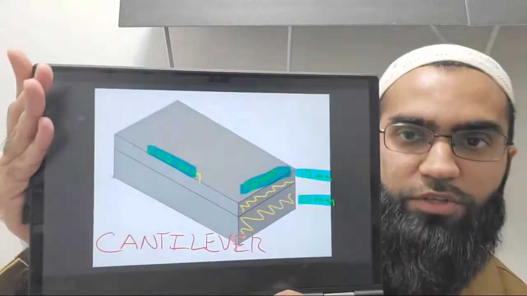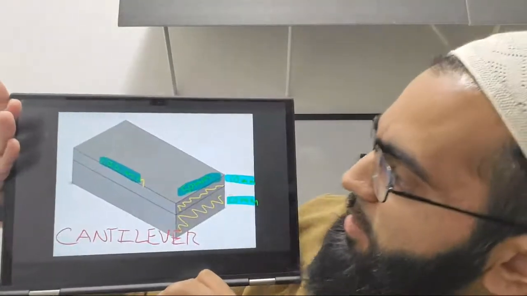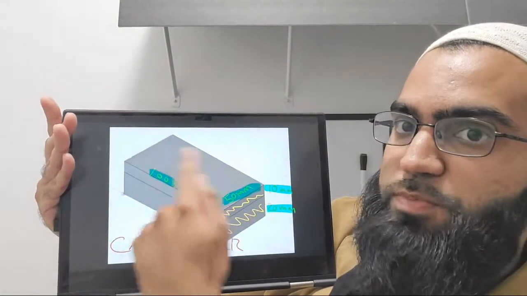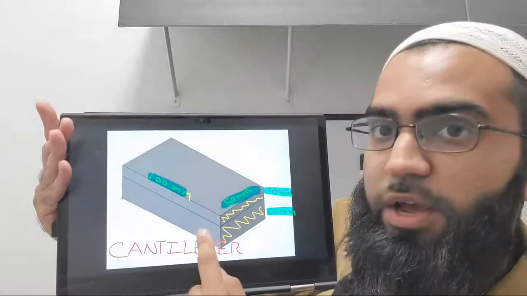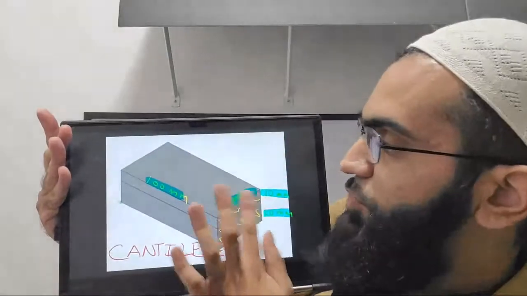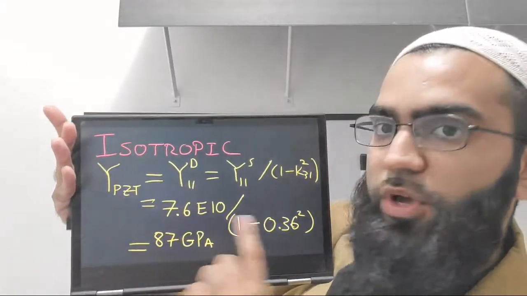Real quick, this is going to be a really practical video. We have here a 10 by 50 by 100 millimeter piezo element. The piezo element is bonded to a steel substrate in a cantilever format. We're fixing this side, and we're going to be applying a force on the other end. So here are our material properties.